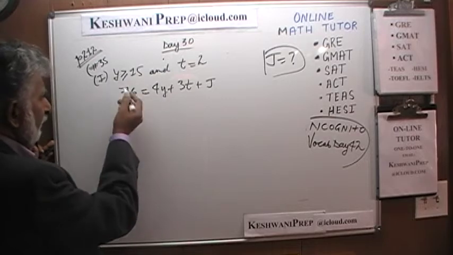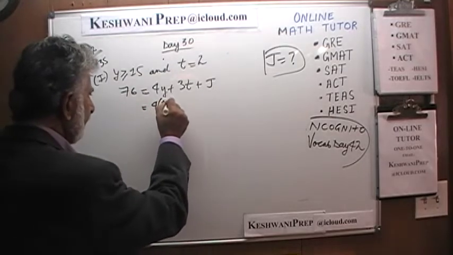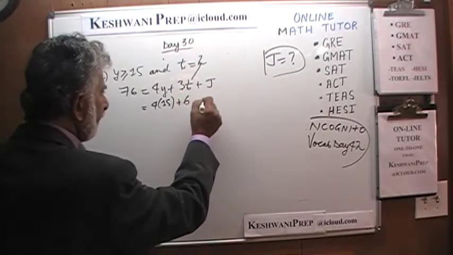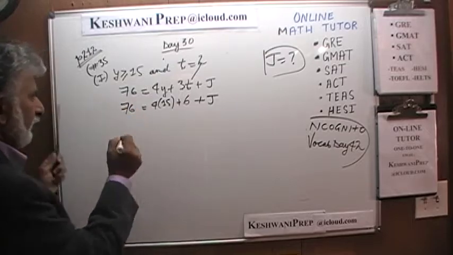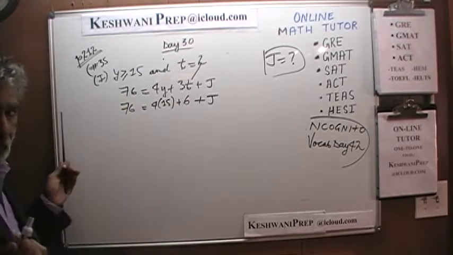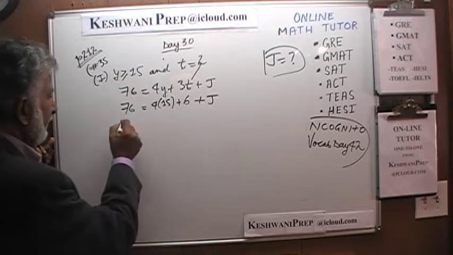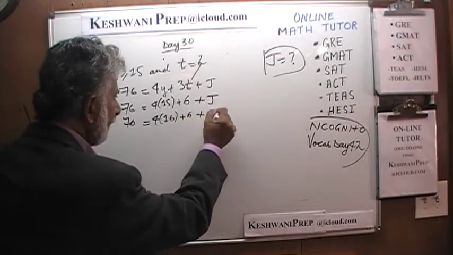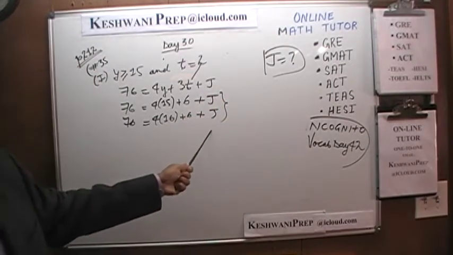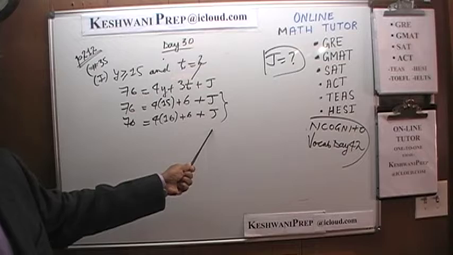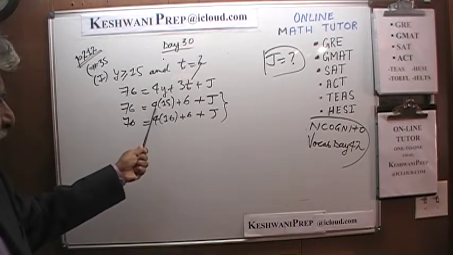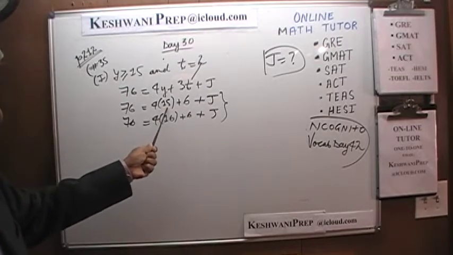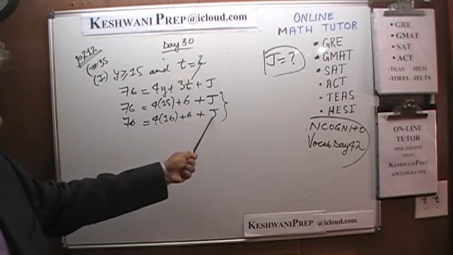y is greater than or equal to 15. So it could be 4 times 15 plus 3 times 2, which is 6, plus j. In which case we can figure out what the value of j is, which is going to be a unique value for j. Or maybe, since y is greater than or equal to 15, maybe y is 16. As you can clearly see, they're going to give us two different values for j, because here is 60 and here is 64. So whatever value for j that we find here when y happens to be 15, in the second equation, j is going to be 4 less than this.